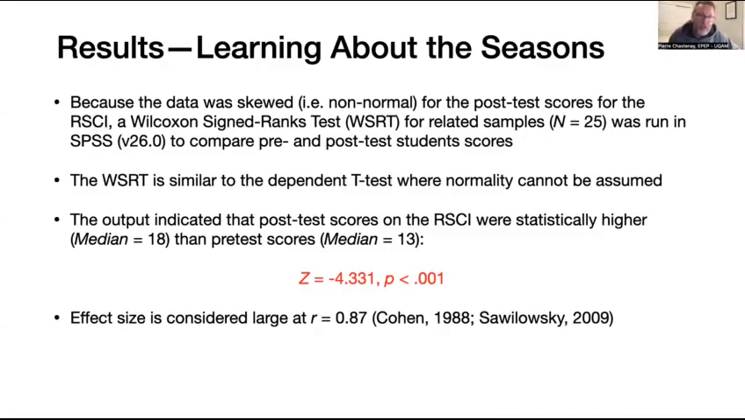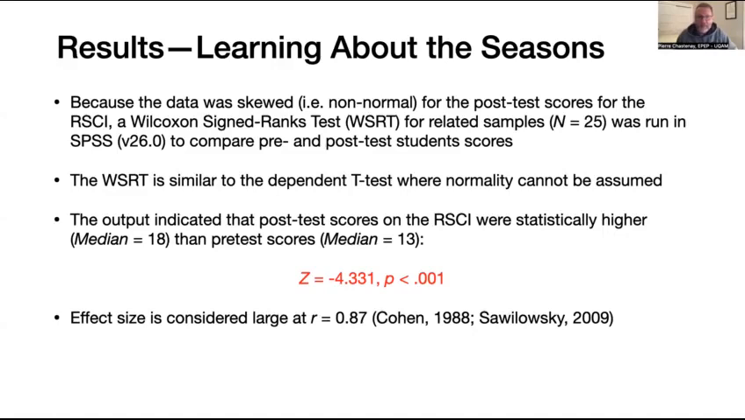In terms of results, we looked at the learning about the seasons. Unfortunately, the data was skewed for the post-test. It was not normal, so we could not use a traditional t-test because normality could not be assumed. So instead, we used a non-parametric statistical test, the Wilcoxon signed-rank test for related samples.